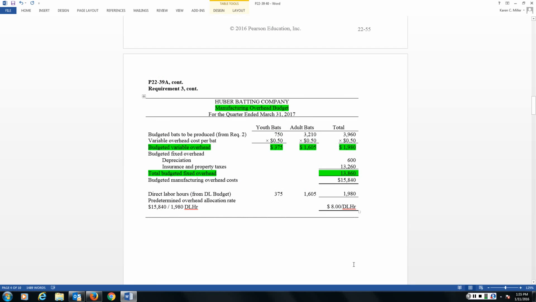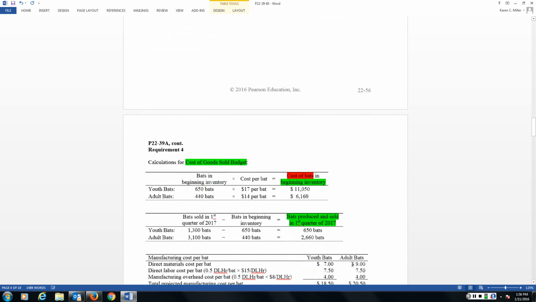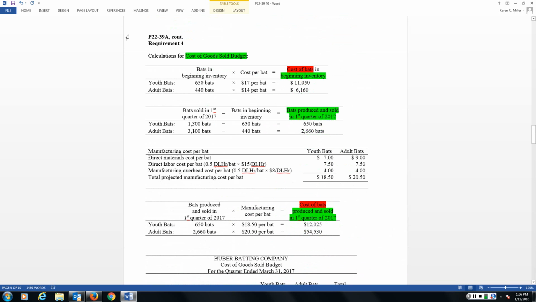Does anyone remember the next budget that we prepare? These are our product costs that we're going to need. What happens when I sell this inventory? It's going to move off of the balance sheet and it's going to the income statement via cost of goods sold. Okay, so this is a little more complex than what you saw in your chapter, but I wanted you to see an illustration with more than one product, and I wanted you to see an illustration that actually uses the FIFO method of inventory in calculating a budgeted cost of goods sold.